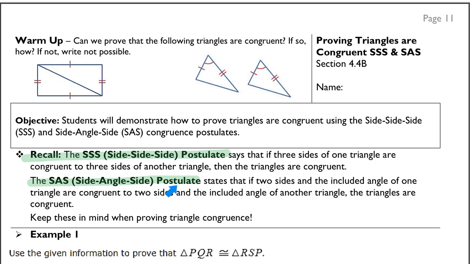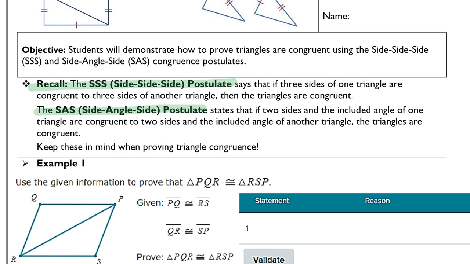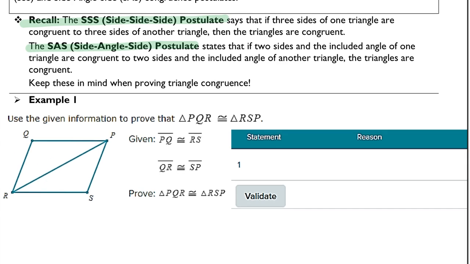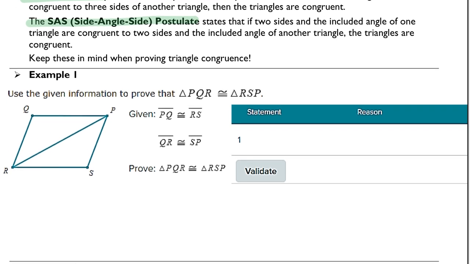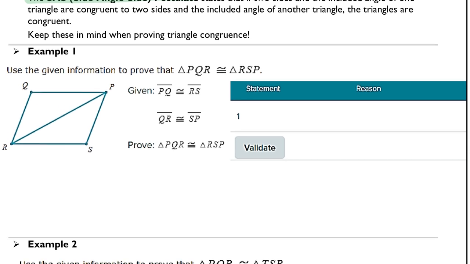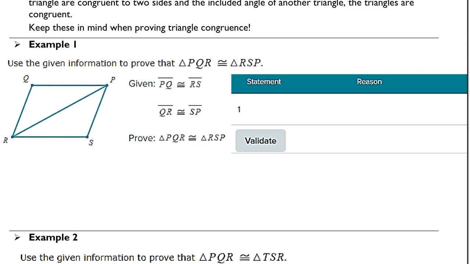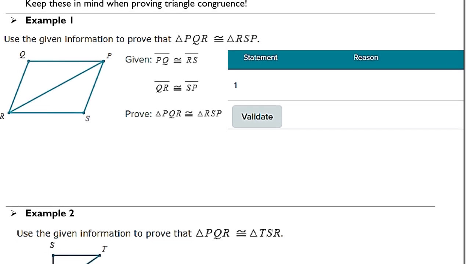Also, if side, angle, side, the included angle, and then the side, if those are congruent to the corresponding parts of the other triangle, then these will prove that the triangles are congruent. These are two of the main postulates we use to prove triangle congruence. There will be two more we'll do, and there's actually a fifth one called HL, or hypotenuse leg, but we're not going to get to that one.